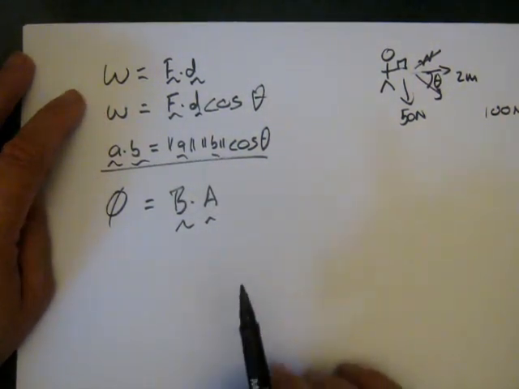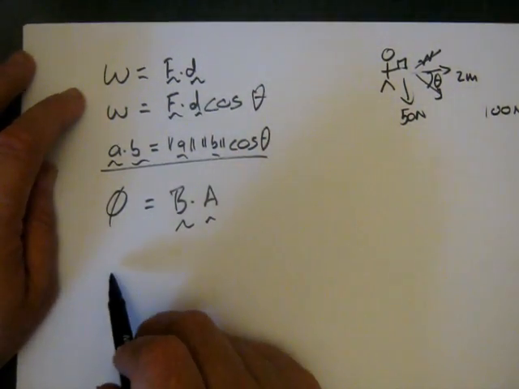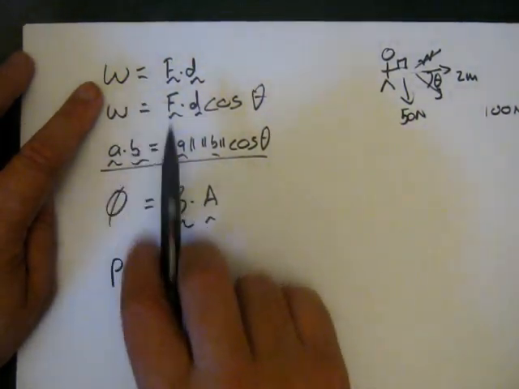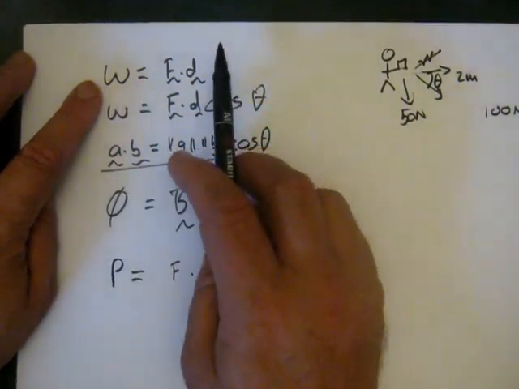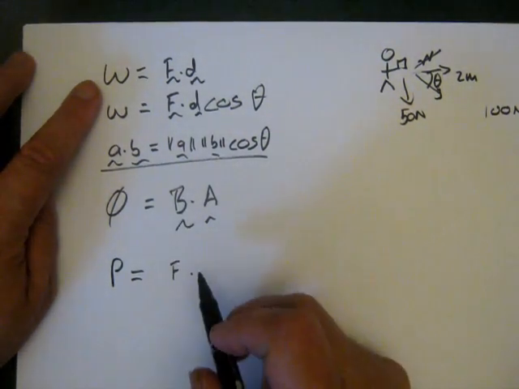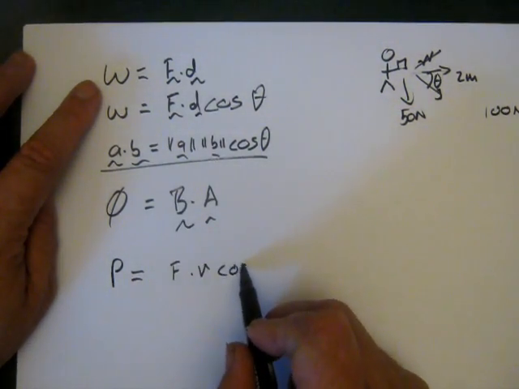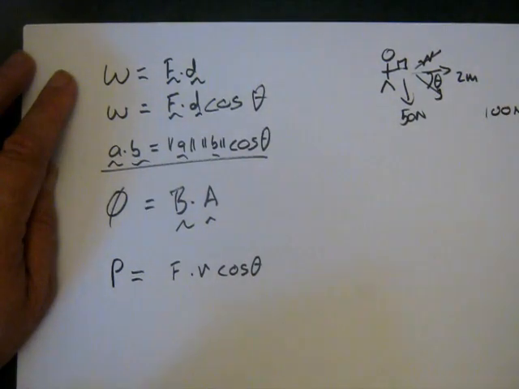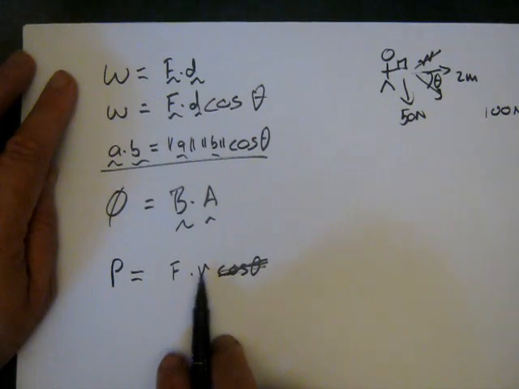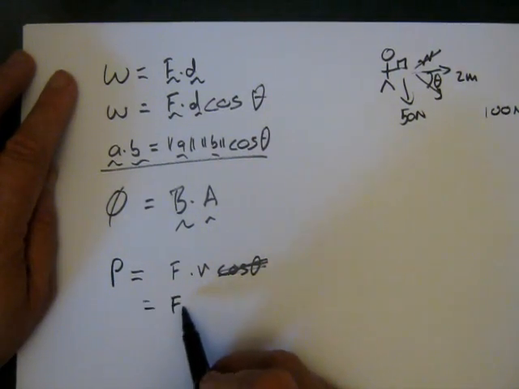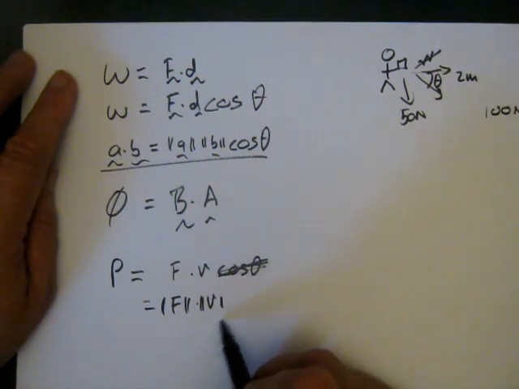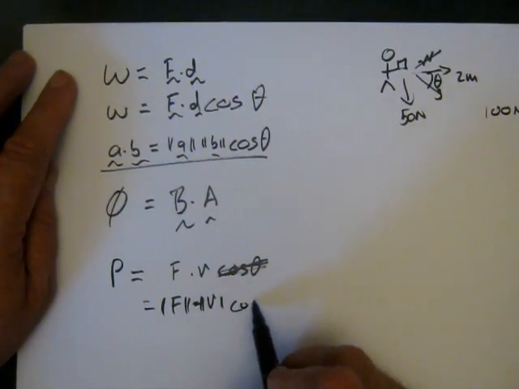Okay, what else? Power is equal to force, well, power is equal to work divided by time. So this is also divided by time, and distance divided by time is velocity. And again, that's going to be cos theta. Oh, sorry. P is equal to F dot V, which is equal to F V cos theta.